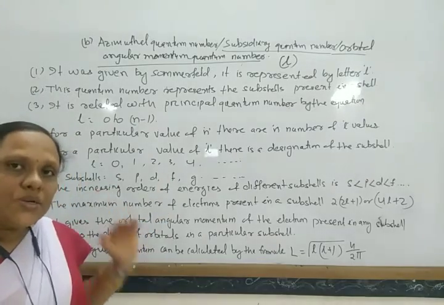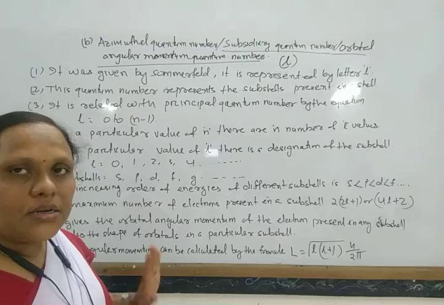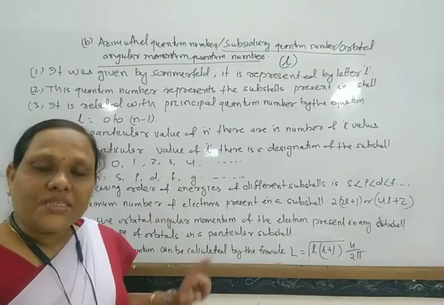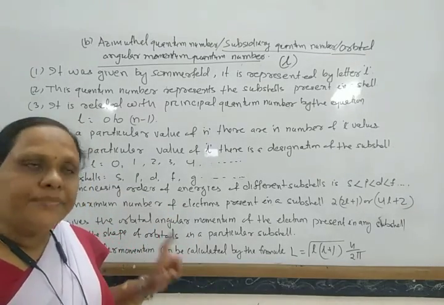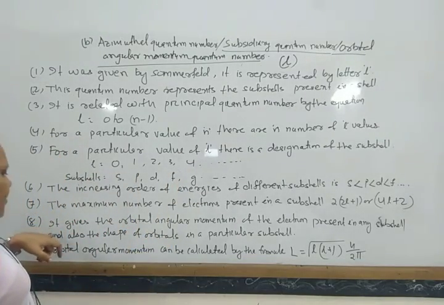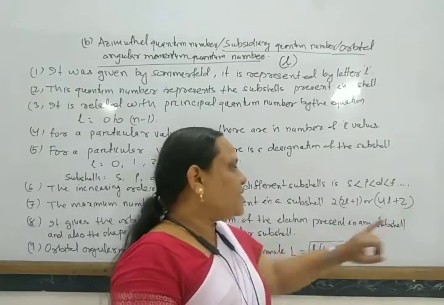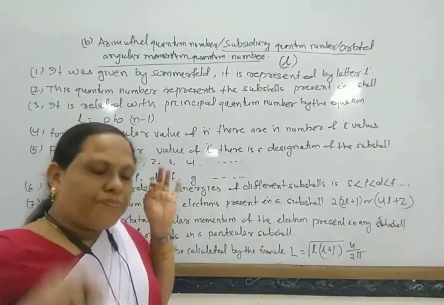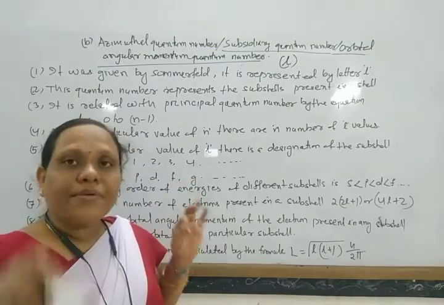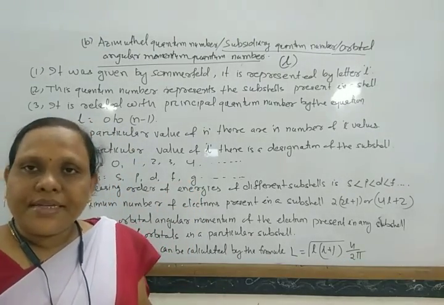So how many electrons are present in a subcell is known by the azimuthal quantum number. And how many electrons are present in a cell is given by the principal quantum number. Next, it gives the orbital angular momentum of the electron. In a circular path in a cell, what is the angular momentum? That is given by Bohr: mvr equal to nh by 2 pi.